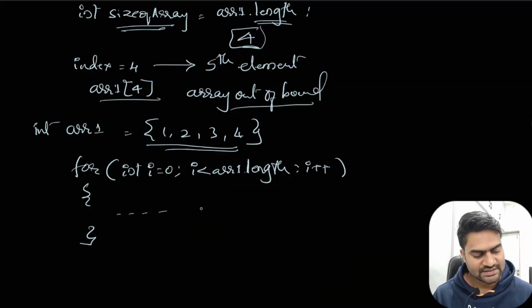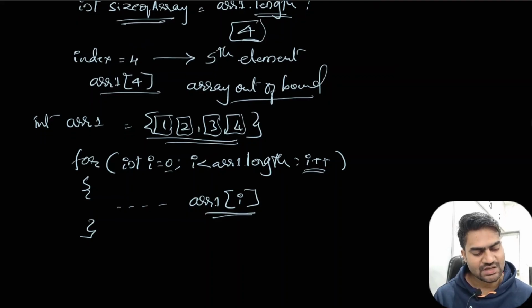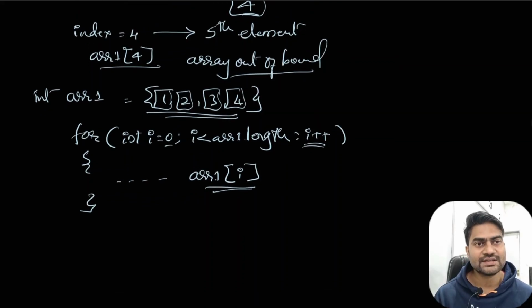If I want to access the array1 elements, I can do something like this. In square brackets I will give i. So if I do this, first it will access the element at the 0th index, then i gets incremented, then the next index, then the next index, then the next index. Once the index exceeds the n minus 1 value, the loop stops. So this is how we access elements in an array using the standard for loop.